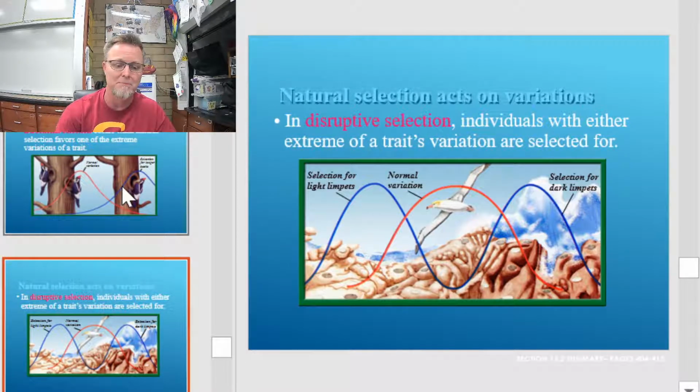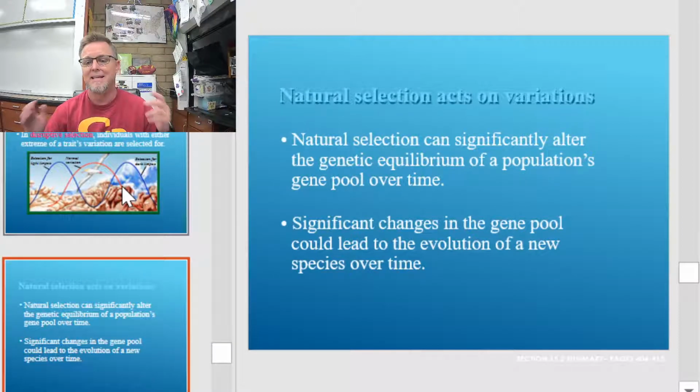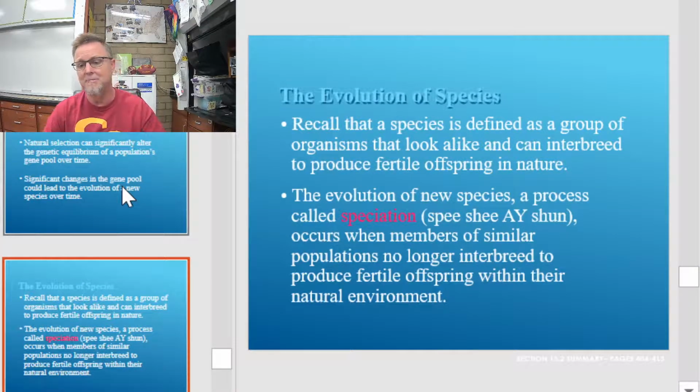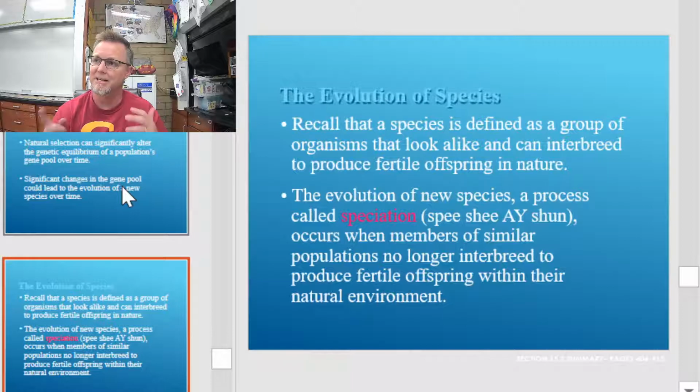So that's disruptive selection. So natural selection can significantly alter the genetic equilibrium of a population's gene pool over time. And those changes in the gene pool lead to evolution, potentially, of a new species over time. And I know that's kind of a hot topic. Like, how do you get a new species? Well, what we need to make sure we understand is what is the definition of a new species? Does the definition of a new species say that a fish had to become a lizard and the lizard had to become a bird or something?